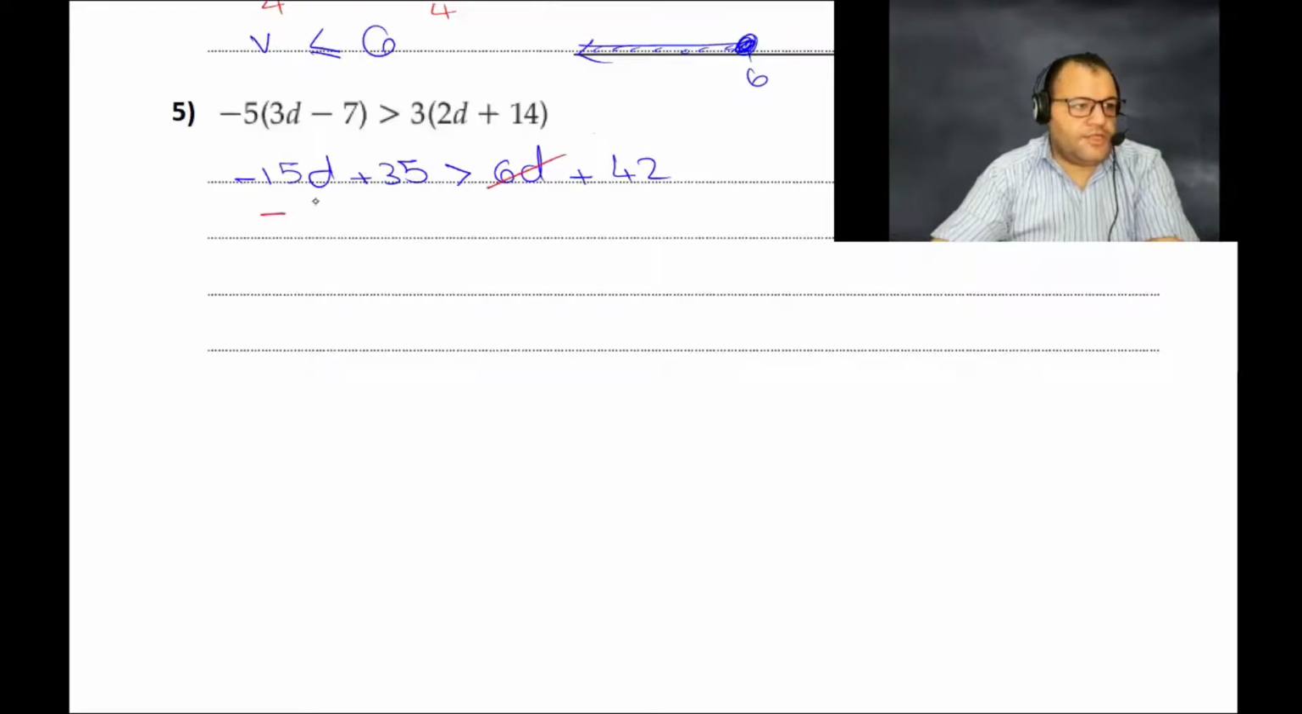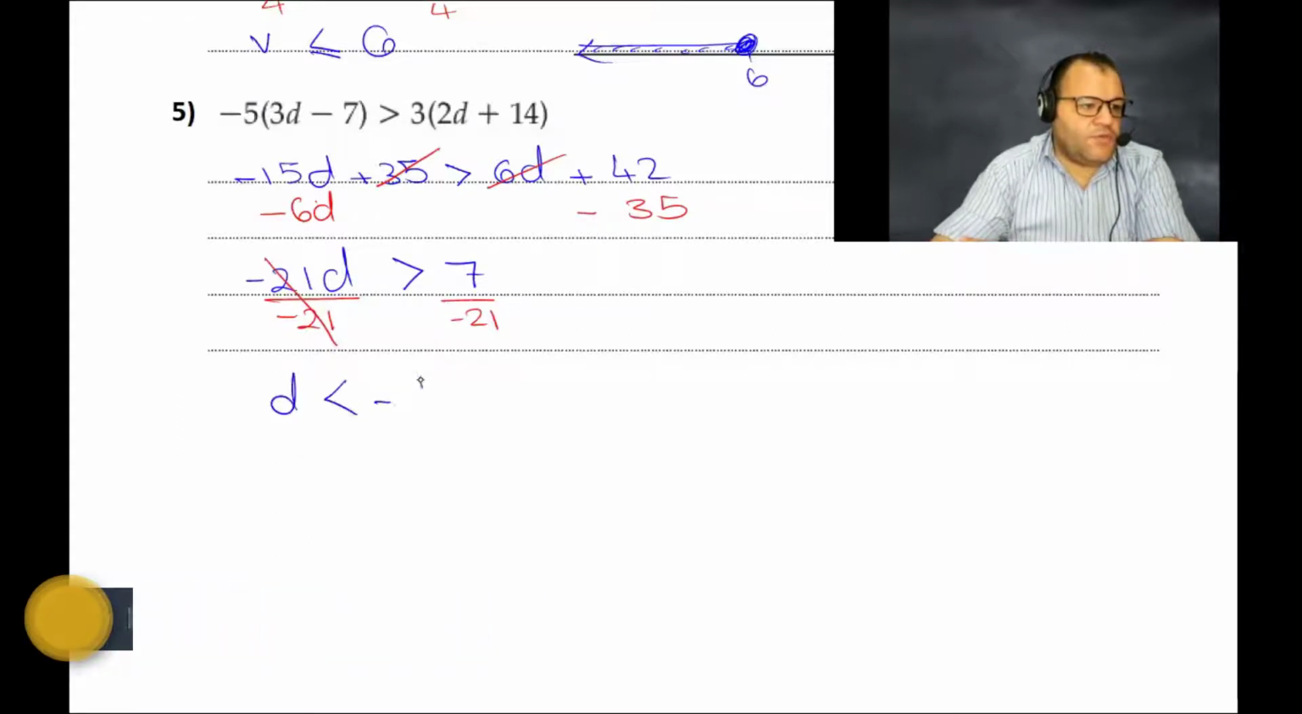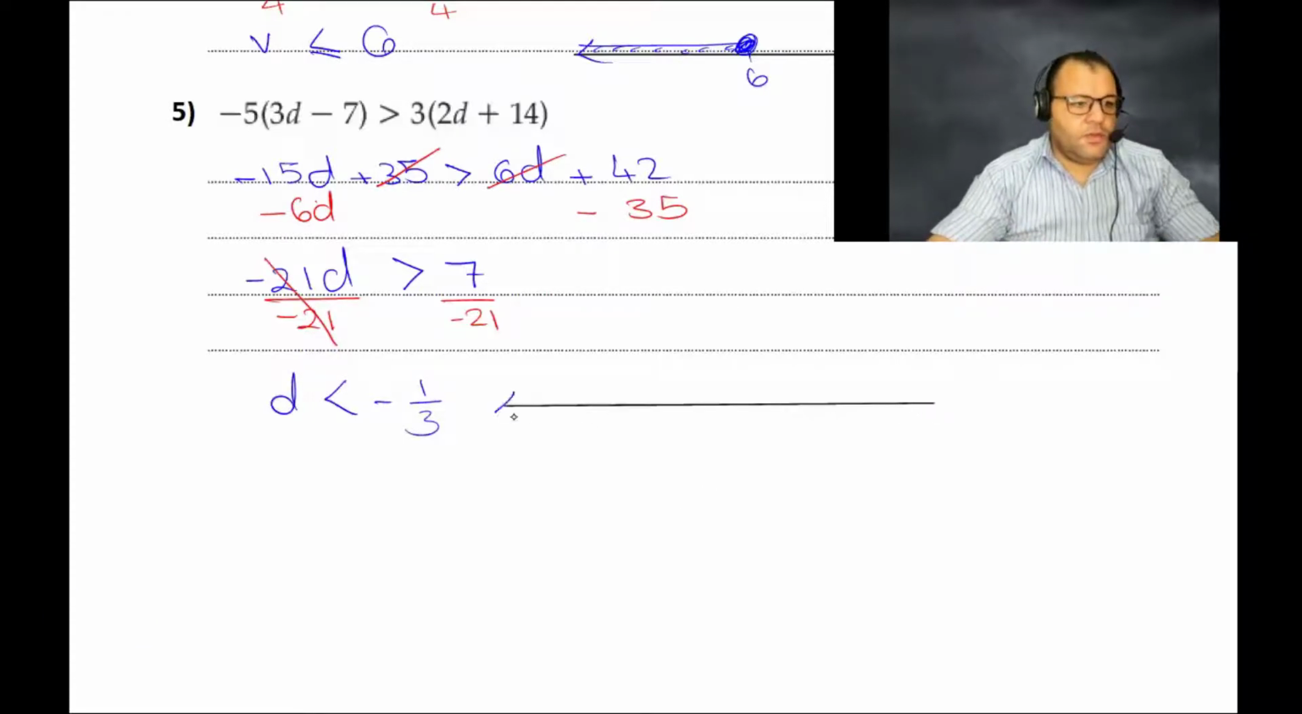Subtracting 6D, negative, and subtracting 35, then negative 21D is greater than 7. Now we divide by negative 21, so D is less than negative 1 over 3. So that is the line: open at negative 1 over 3, open, and going to the left.